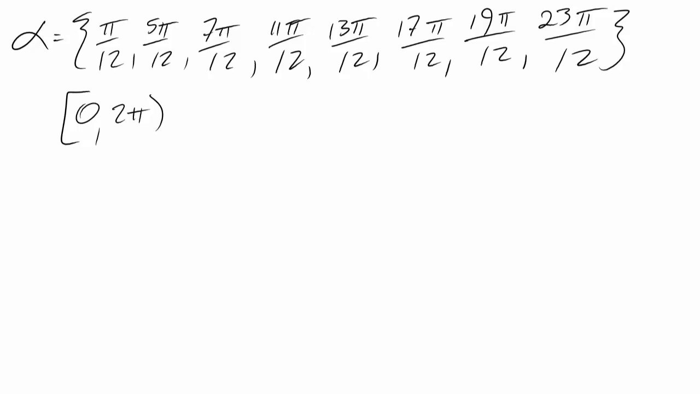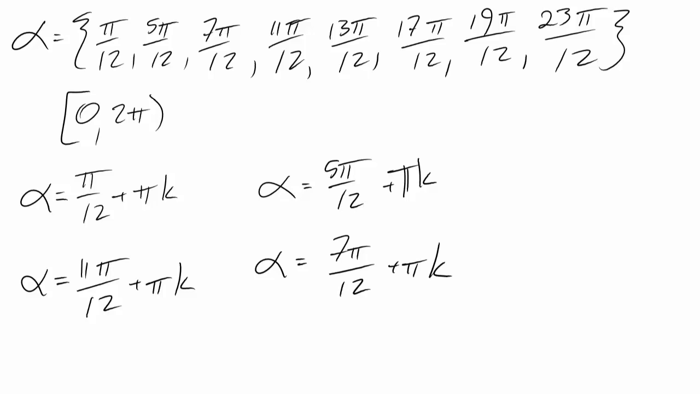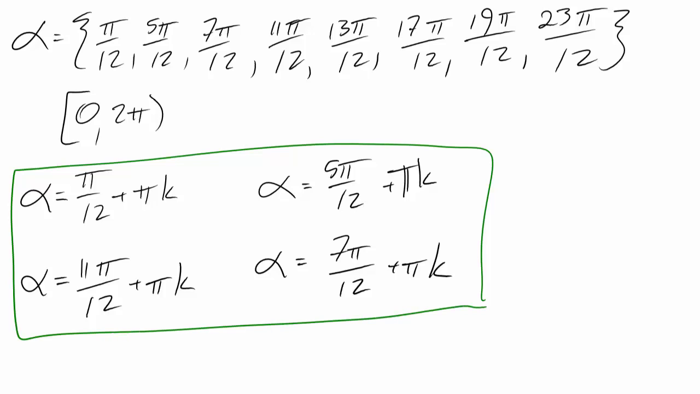And I'll just rewrite the general solution as well. We had alpha as pi over 12 plus pi k, alpha as 11 pi over 12 plus pi k. We also found alpha to be equal to 5 pi over 12 plus pi k, or alpha equals 7 pi over 12 plus pi k. Alright, so there we go. Here's our general solutions boxed in green, and our interval-specific solutions here boxed in blue.